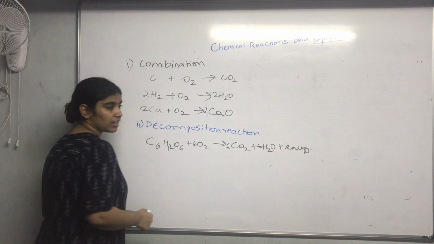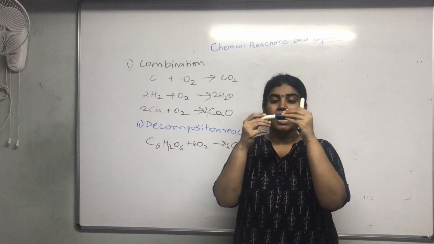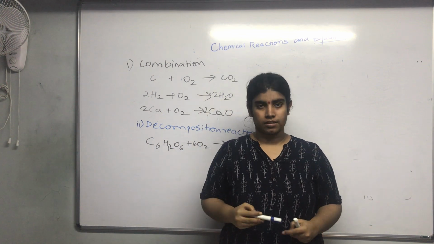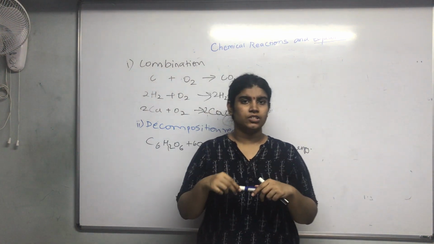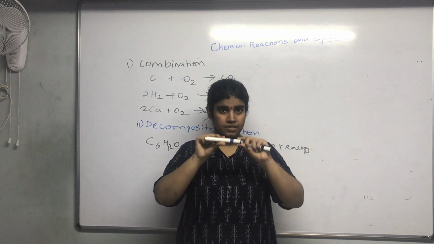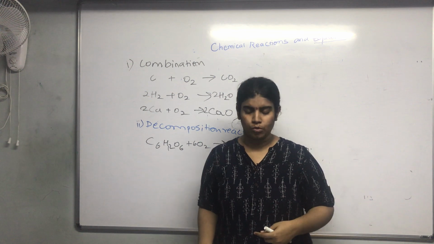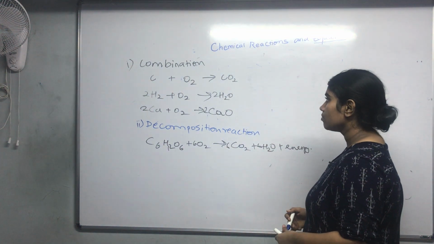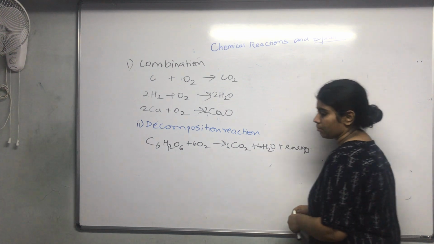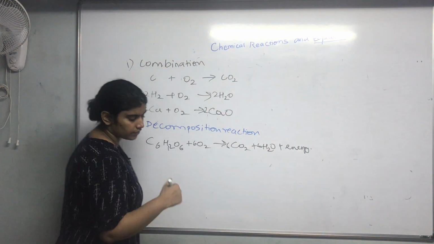In combination, what happens? Two substances combine to form a single product. In decomposition, what happens? Opposite of combination, one substance breaks down to give two products, or maybe more than that. So if I give you more examples of decomposition reaction, a classic example is ferrous sulfate.